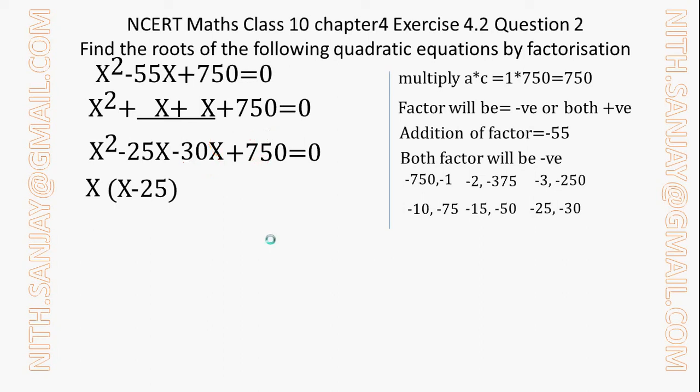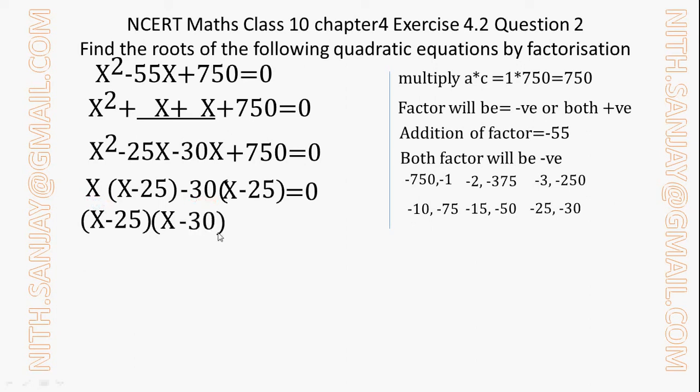Okay, so I have taken minus 30 common. Inside I will be left with x, because if I take minus 30 common from minus 30x, I will be left with x, and if I take minus 30 common from plus 750, it will be minus 25, equal to 0, right? Now I will take this and this common, so x minus 25, and inside I will be left with this x and this minus 30, right? So x minus 30 is equal to 0.